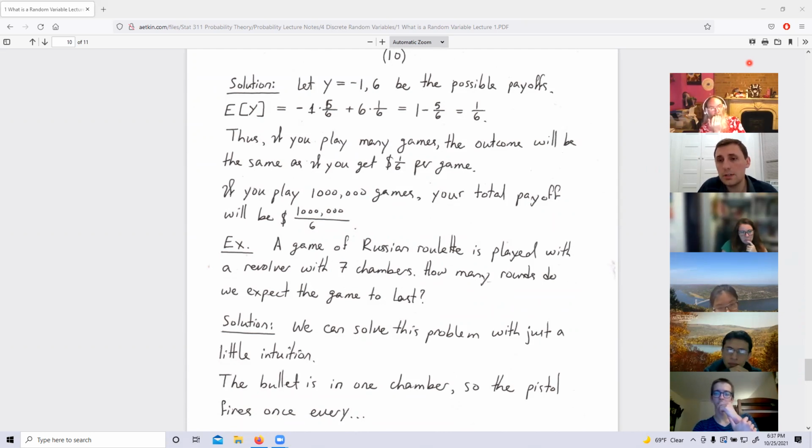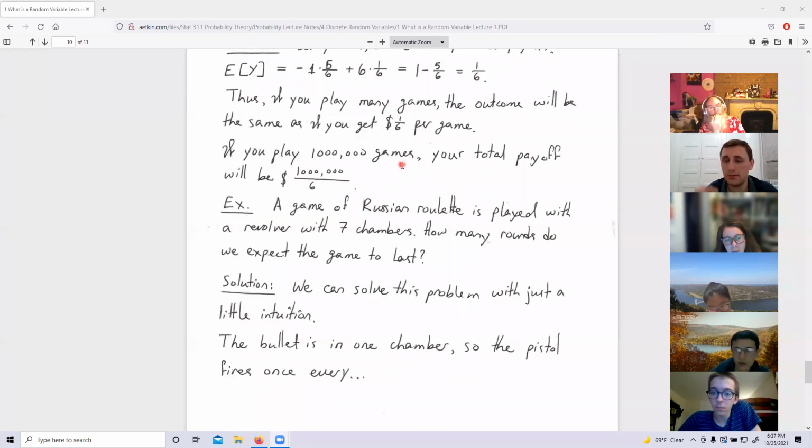How many rounds, right? So round, right? Until you hear the shot. Intuitively, 3.5 rounds, you think, Nicholas? Let me help you with this intuition, right?